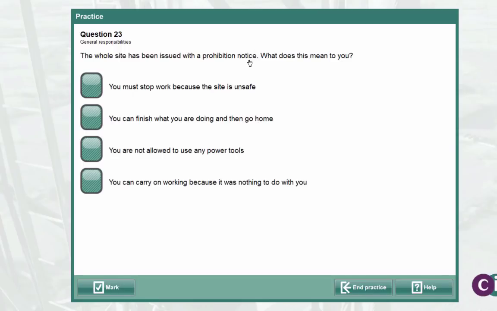The whole site has been issued with a prohibition notice. What does this mean to you? You must stop work because the site is unsafe. You can finish what you are doing and then go home. You are not allowed to use any power tools. You can carry on working because it was nothing to do with you.